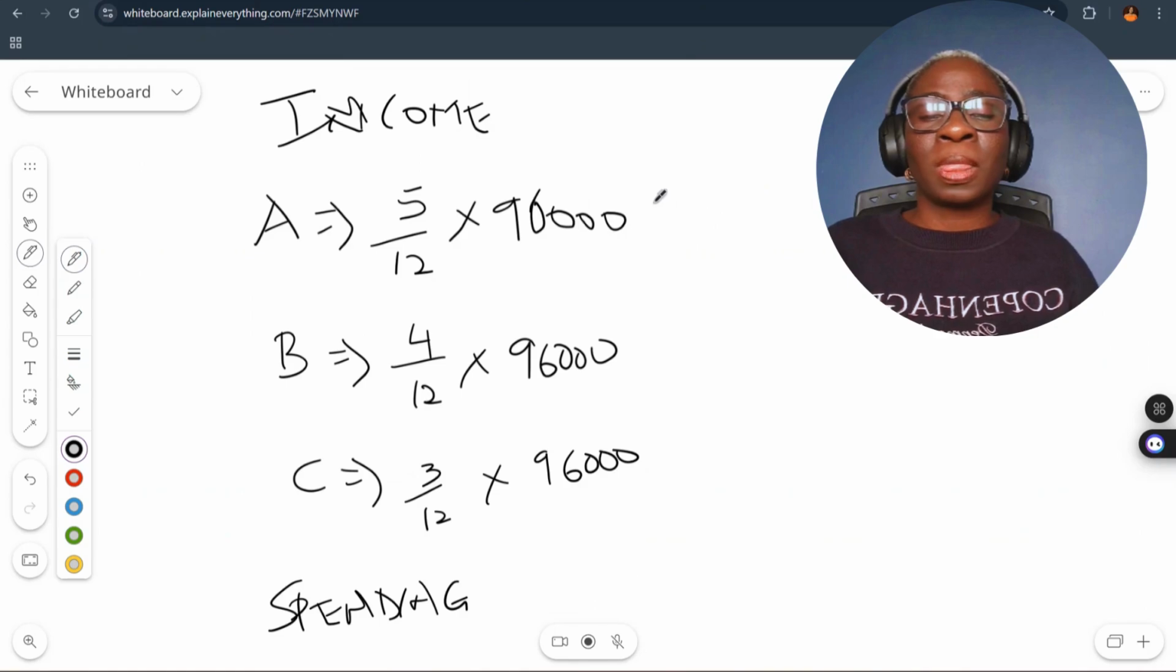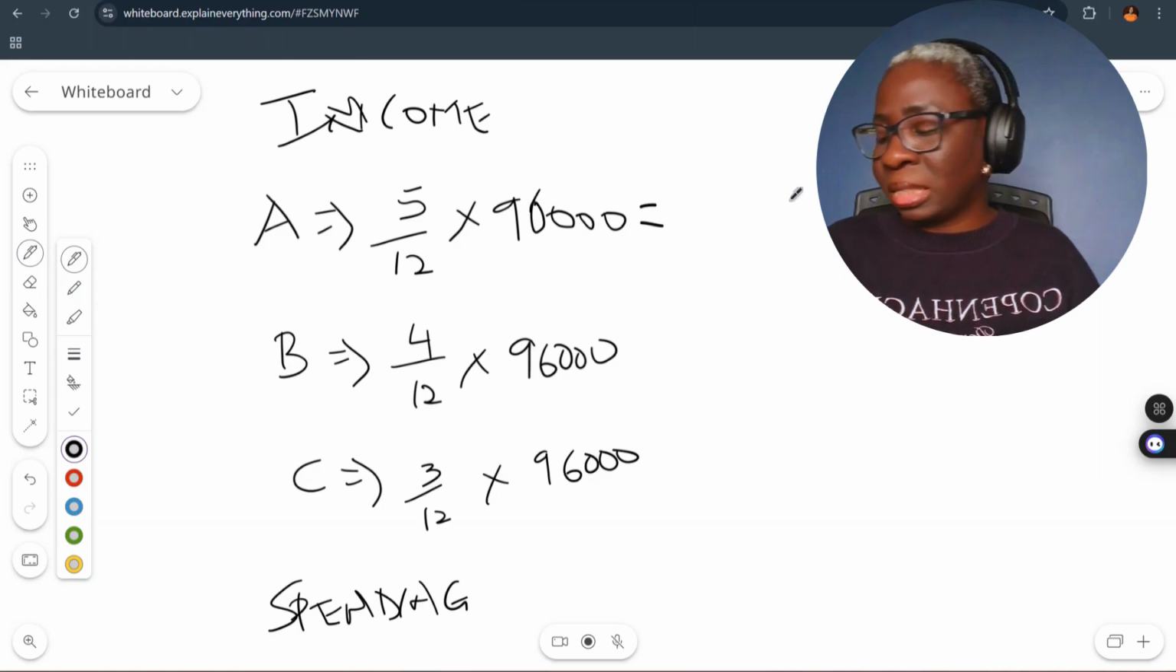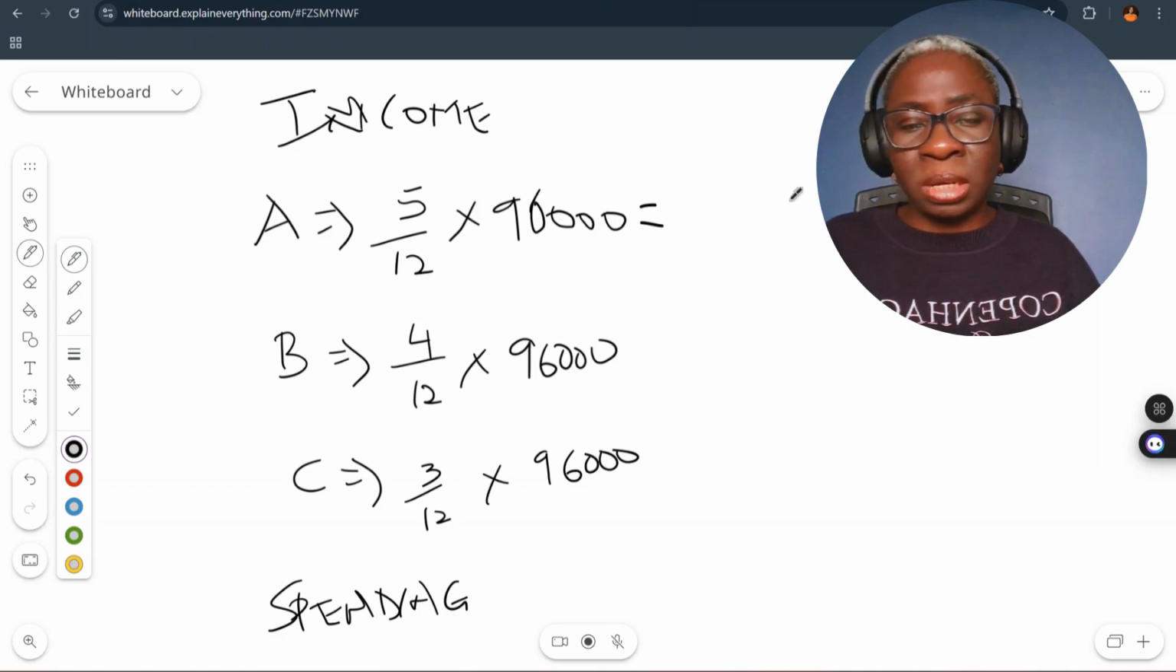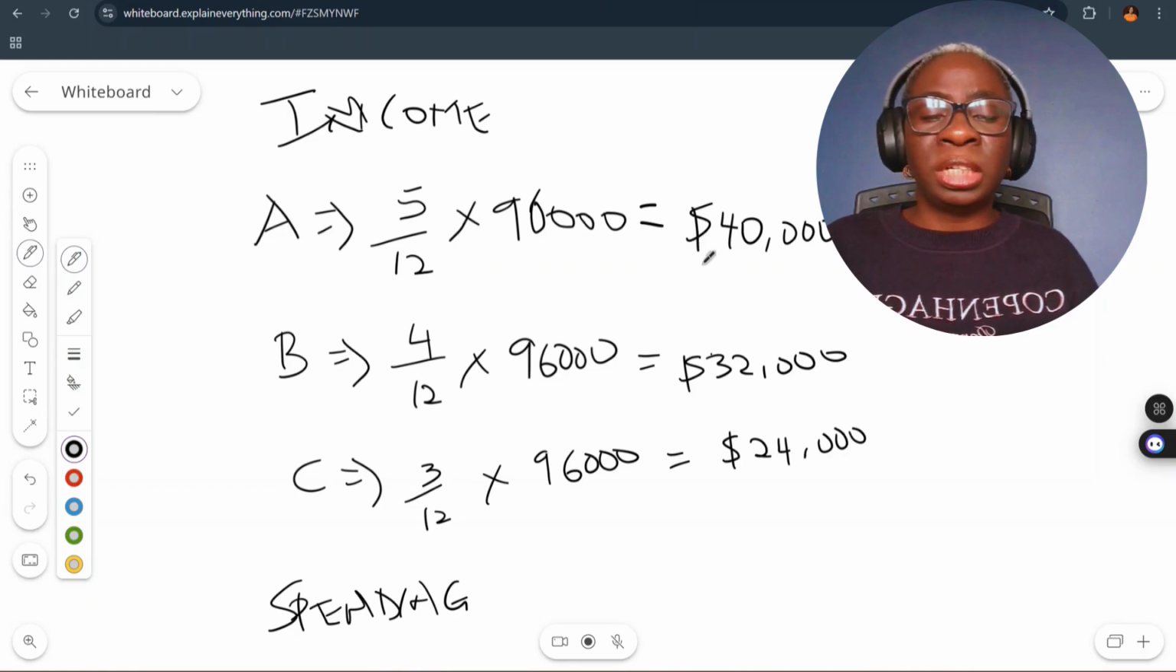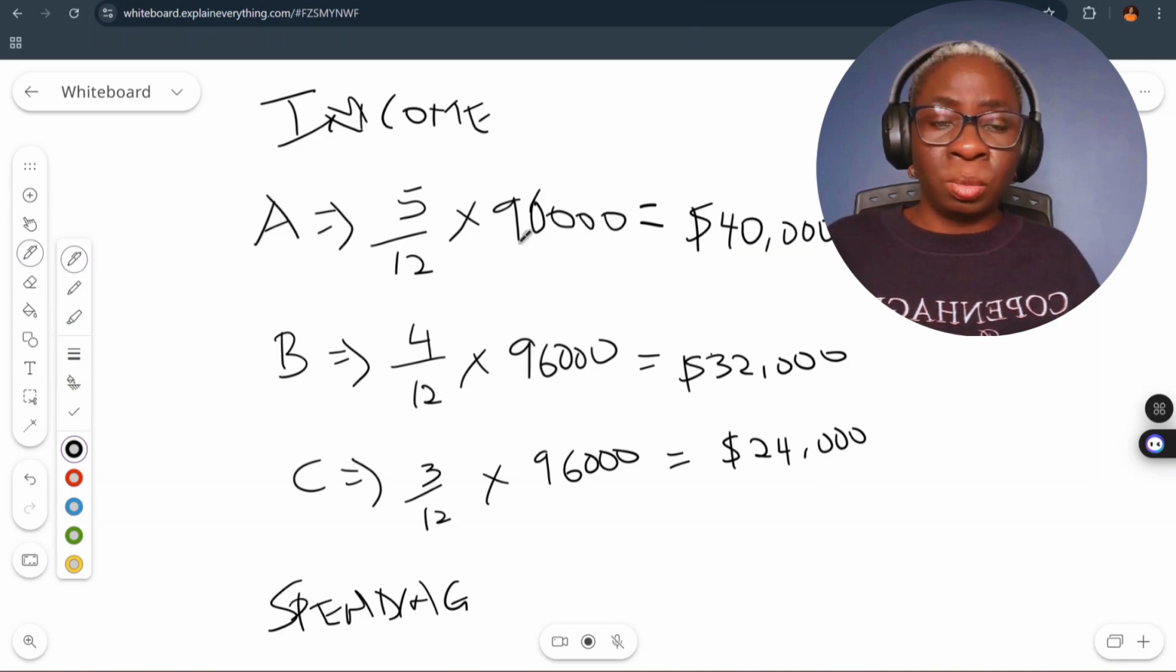Now we'll simplify. 5 over 12 of 96,000 would give, you divide 96,000 by 12 and then multiply it by 5, and this would give $40,000. This will give $32,000, and this will give $24,000. Now we already know the income for each person. If you add these, it will give the total income, which is 96,000.